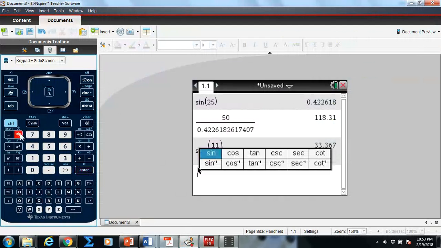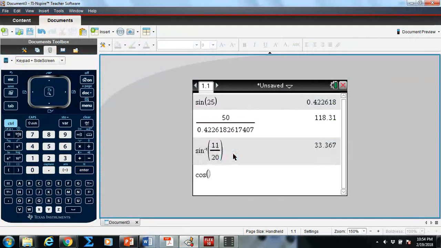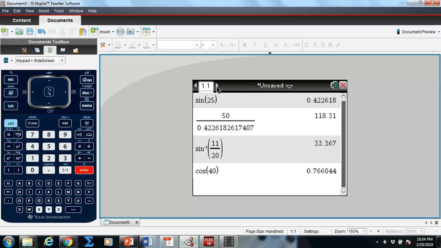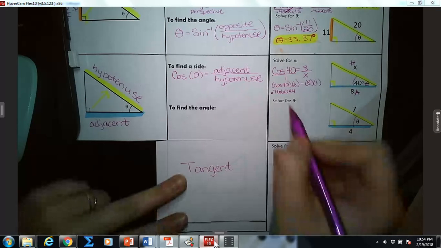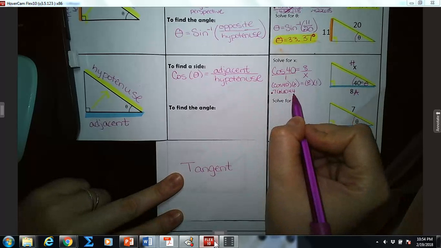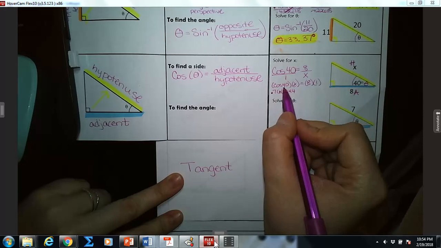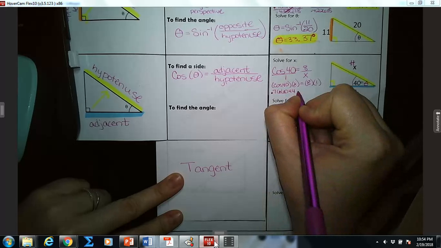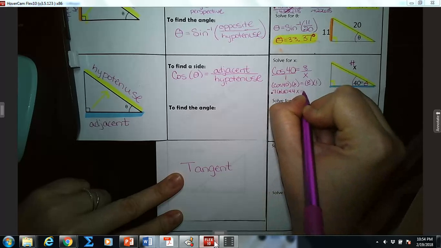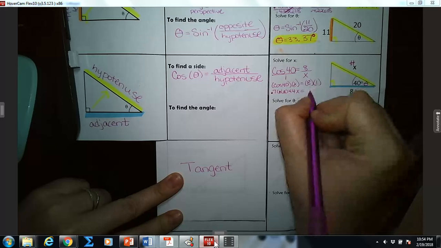Okay, trig button, cosine this time of 40. Cosine of 40 is 0.7660044. And I'm going to use all the decimals I can so that I don't mess up any rounding. And screens back. 0.766044 replaces cosine 40. So we've got that value times x equals 8 times 1, and 8 times 1 is just 8.